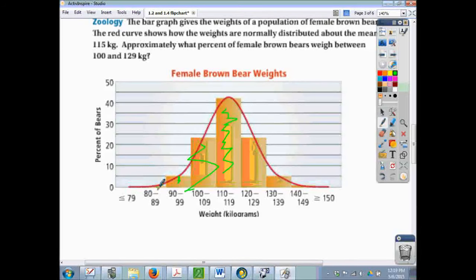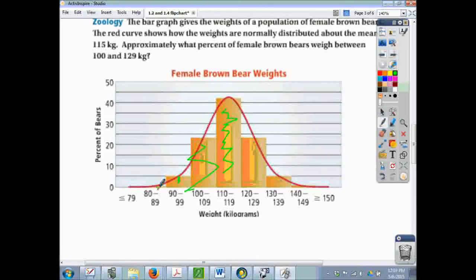So what percent does this middle one represent? 42. This one? 23. This one here? 5. And if you can see it, that looks maybe 1%, I don't know. So if you add 42, 23, 5, and possibly that little 1 there at the end, what percentage are we talking about? 71%. Okay. Or I would take a 70.